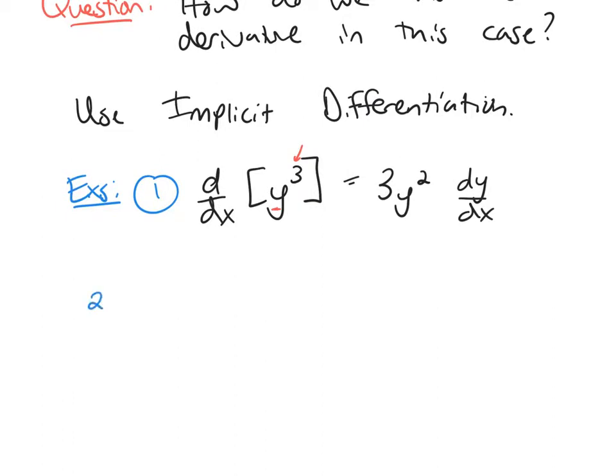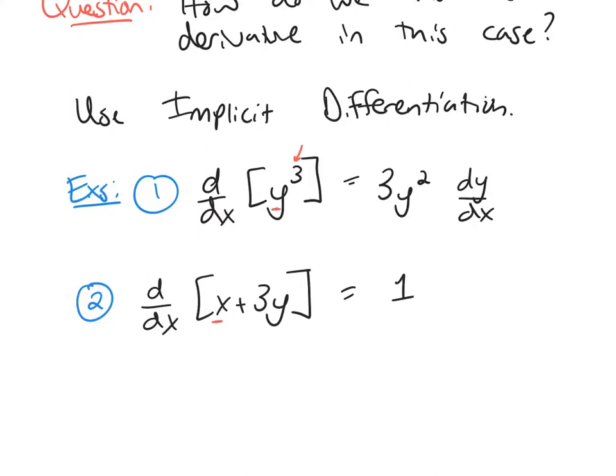Let's look at another example. So let's say I want to take the derivative of x plus 3y. Well, we know the derivative of x, using the power rule, is just 1. And then here, the derivative of 3y will be 3, but because we have a y, it's going to be 3 dy dx.